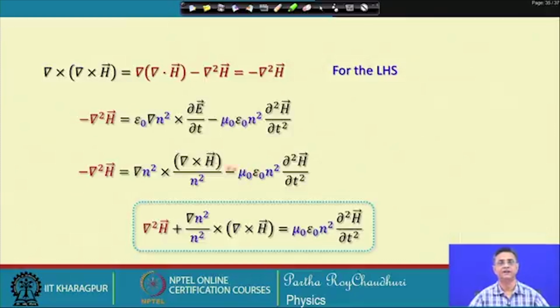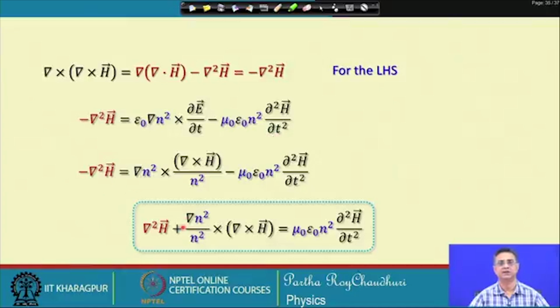And for the left hand side, again we will use this identity, but this time del dot H equal to 0, the medium is non magnetic, and del dot B equal to 0 means del dot H is also equal to 0. So, the left hand side gives you minus del square of H. So, the complete equation becomes minus del square of H equal to this quantity minus mu naught epsilon naught n square del square H by del T square.